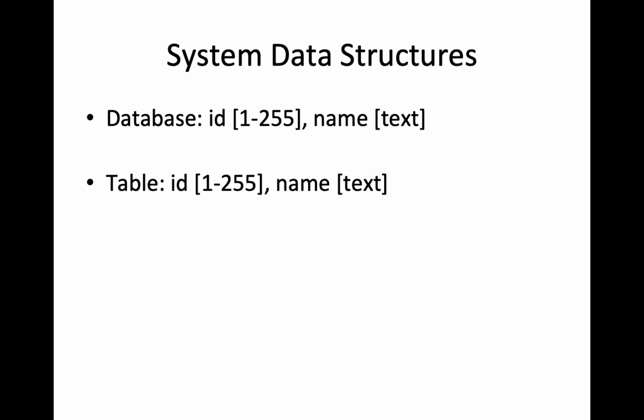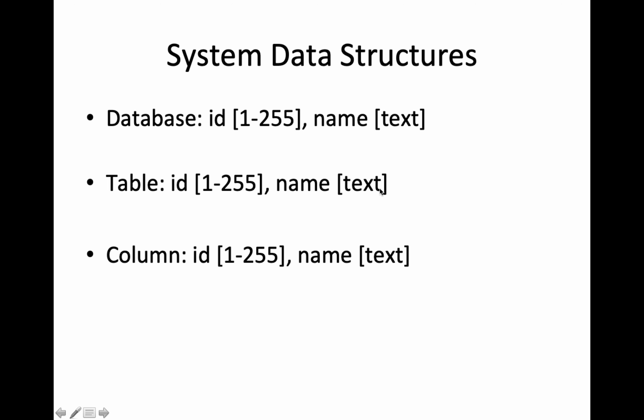And the table looks very similar. It will also have an ID number, which will range from 1 to 255. Then it will have a table name, which is also in text format. And then, as we mentioned, column, or in other database terminologies, they're also called fields. Each one will have a unique ID, which is auto increment from 1 to 255, and then the user can specify a name for that.